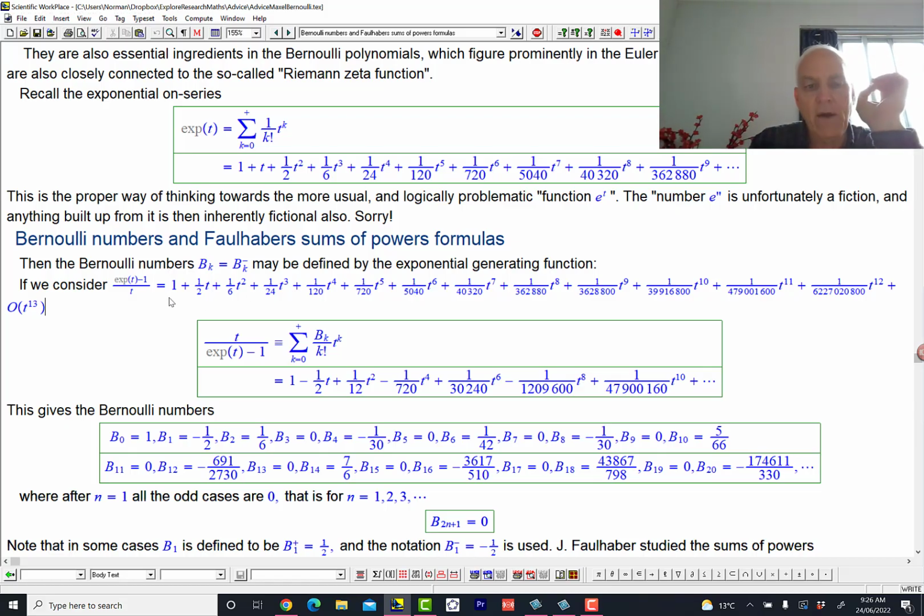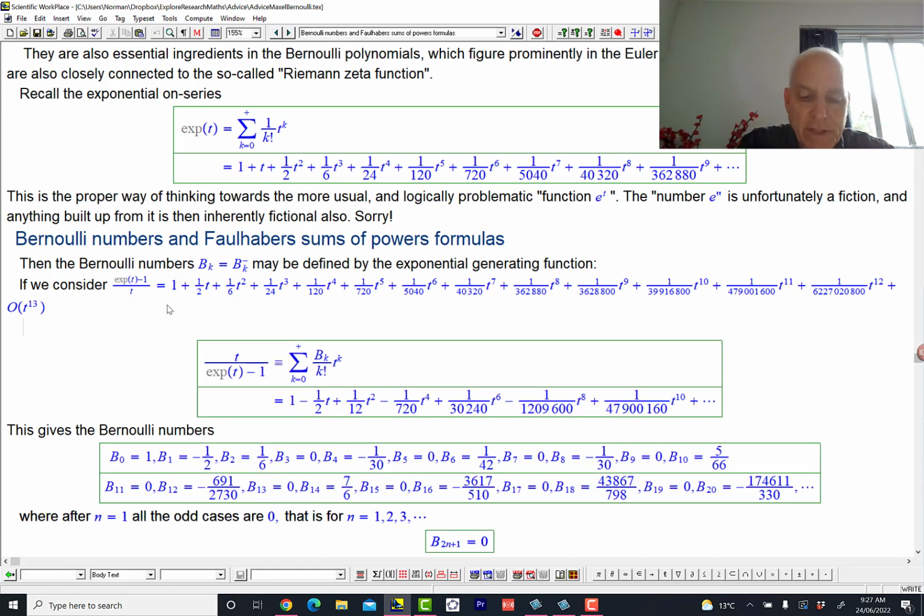So what we're doing now is we're taking this series here, which you could think of as a variant of the exponential series, and we're inverting it. Or maybe it's better to say we're taking its reciprocal, because inversion actually has two different kinds of meanings in the world of series. So we're looking at 1 over this, so that'd be t over e to the t minus 1, and we're expanding that out.